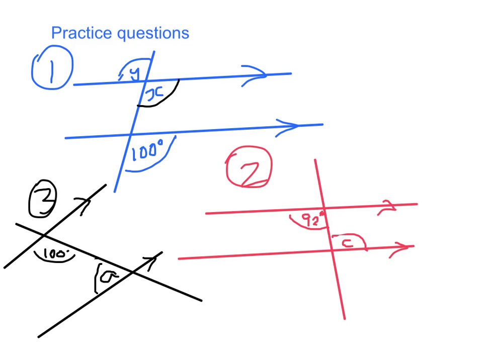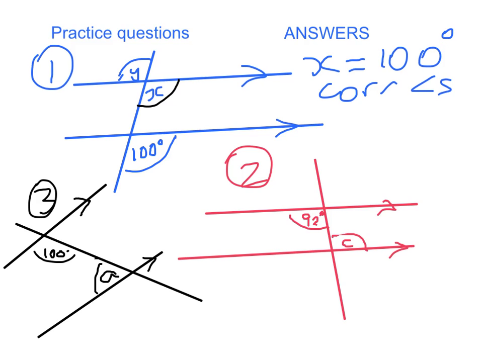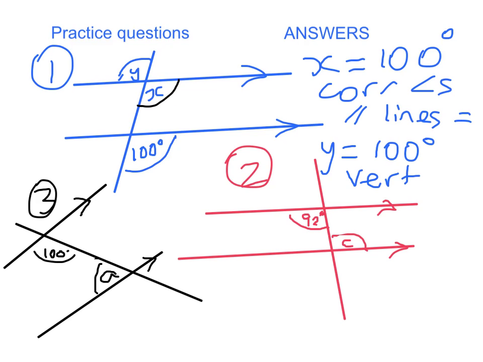Okay, so pause the video and have a go at all of those. You need to find the marked angles and, as usual, give your reasons. Right, now let's have a look at the answers to these. Well, in the first one, the blue question, we can work out that x must equal 100 degrees because corresponding angles, parallel lines, are equal. So that's x, and then y must also equal 100 degrees because it's vertically opposite angle to x, so vertically opposite angles are equal.